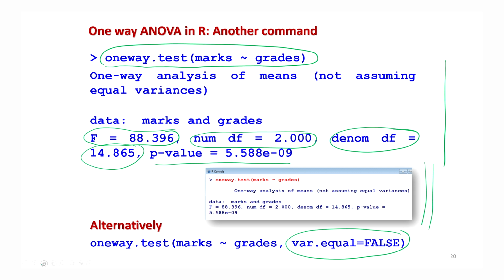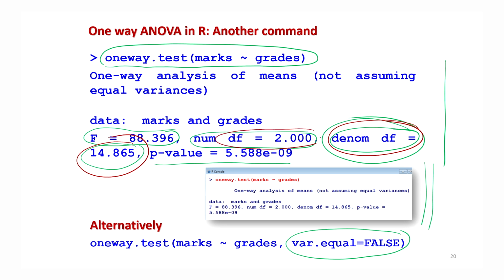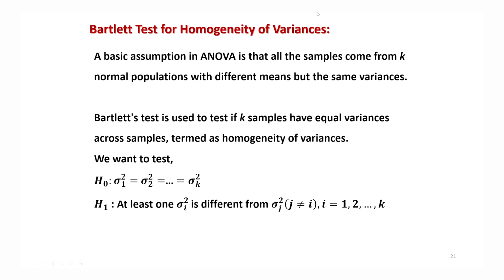One issue you can observe here is that the degrees of freedom in the denominator is coming out to be 14.865, and the degrees of freedom is coming as a fraction. So we have a certain procedure by which we approximate the degrees of freedom when the variances are not the same. But if you use var.equal equal to true, then you will get the same outcome. But my objective was to show you what really happens.